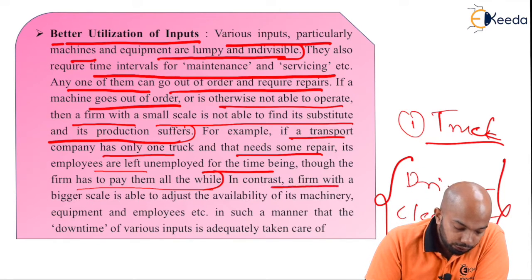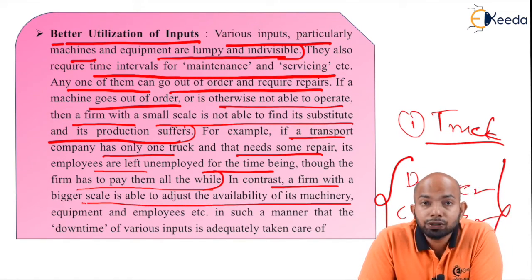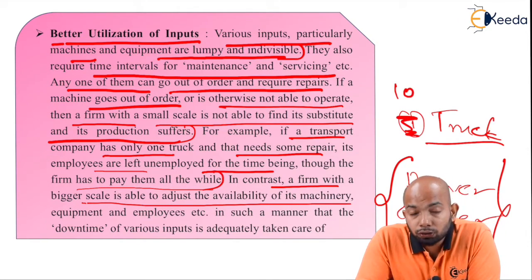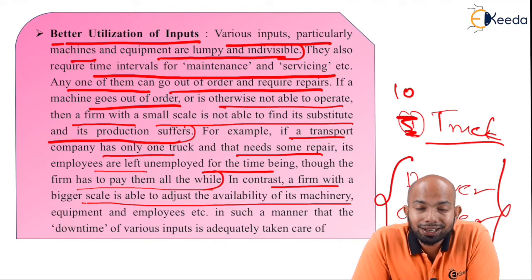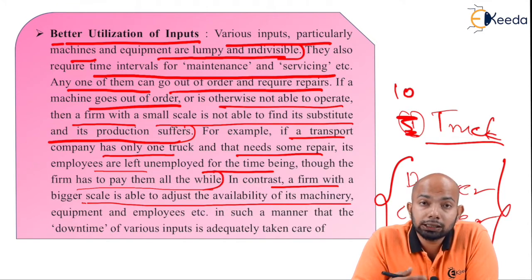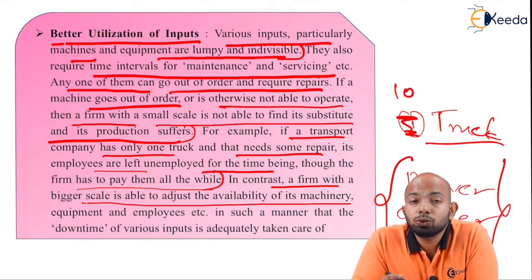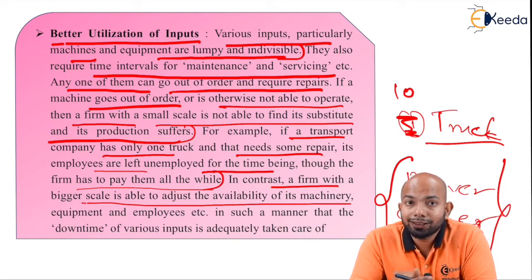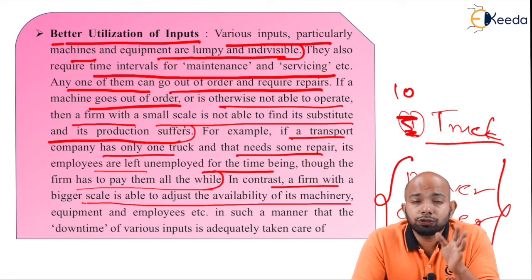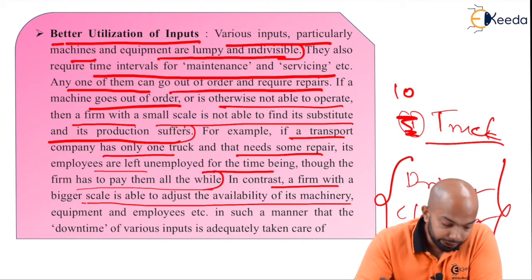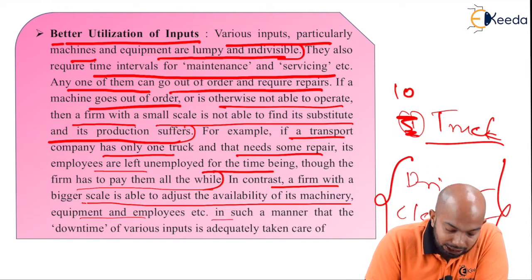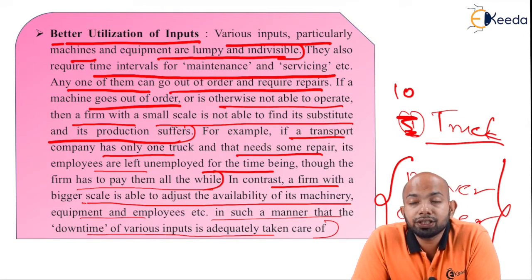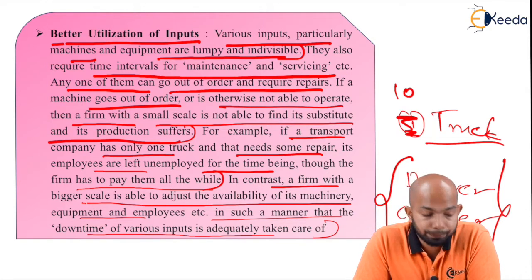In contrast, a firm with bigger scale is able to adjust the availability of its machinery. Just imagine if instead of one truck you had 10 trucks. Out of those 10 trucks, if one truck isn't functioning, the driver and cleaner could be sent to another truck, and you could make use of them for some other purpose, for which you would pay them anyway. So that is absolutely fine. Hence, in such matters, the downtime of various inputs is adequately taken care of. You have to take care of the downtime, which is supposed to be very, very minimal.